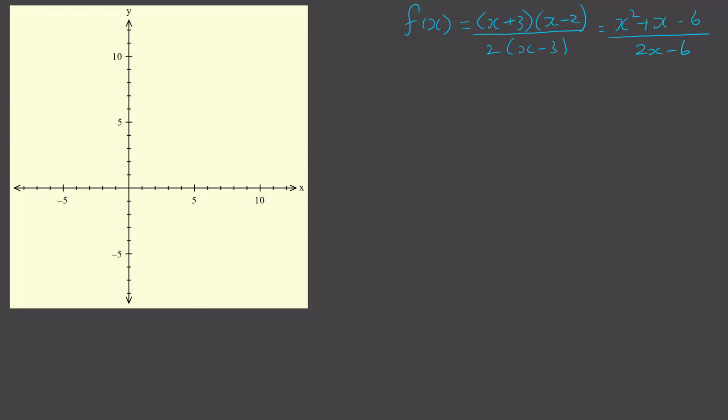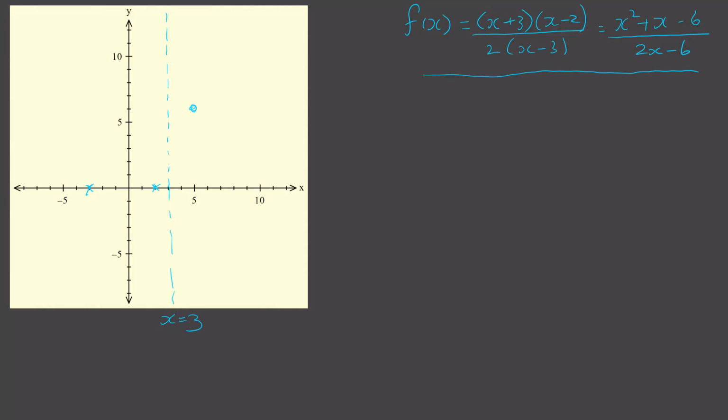Now, from here, and from the information we were given in the question, we can start to draw the graph. We know the roots are where x is -3 and 2. We know that x equals 3 is a vertical asymptote. We know it goes through the point 5, 6, and that's all information that we were given. Now there's some other things that we can find.